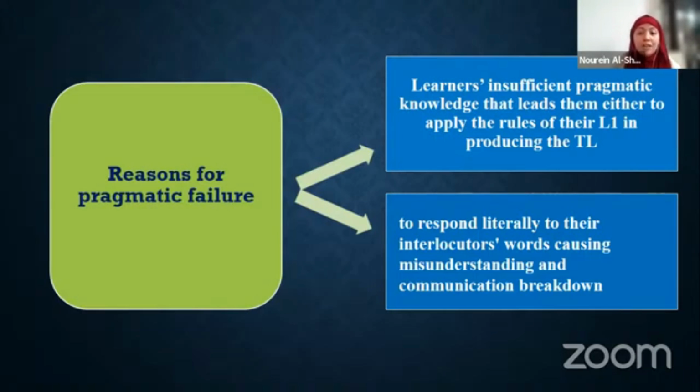Sometimes they respond literally to the interlocutor's words. They just get the surface meaning, not the intended or implied meaning. And this also causes a communication breakdown.